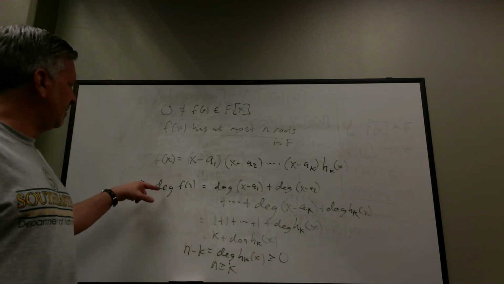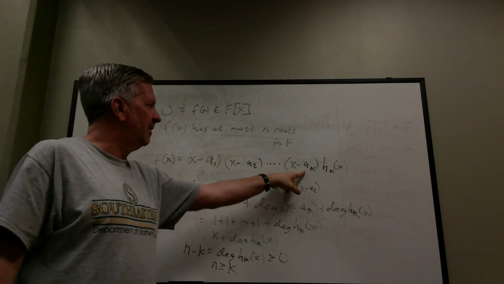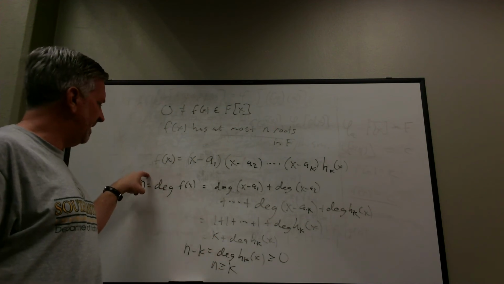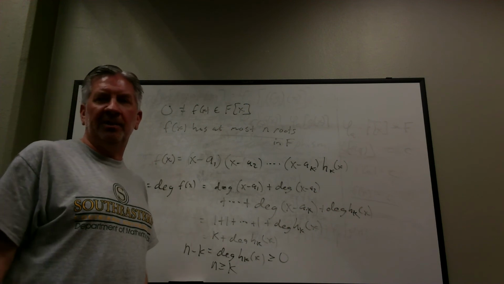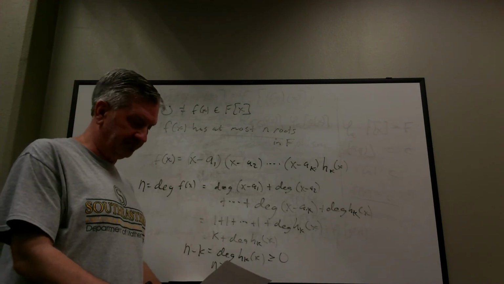So if you can factor f(x) in this form with k roots here, with something left over, what did we just show? The degree of f, n, is bigger than or equal to k. So if there are k roots, n is bigger than or equal to that k, so there's at most n roots in f. So in either case, we get what we want.